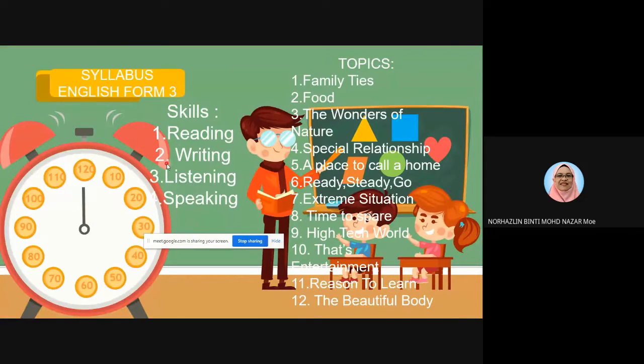So what are the skills that you're going to acquire this year? As you all know, since Form 1, you have to acquire these four skills. You're going to know how to read, how to write, listen well, and also to speak. So there are four skills: reading, writing, listening, and also speaking. Try your best to acquire all these four skills in order for you to get band 6 for PT3.